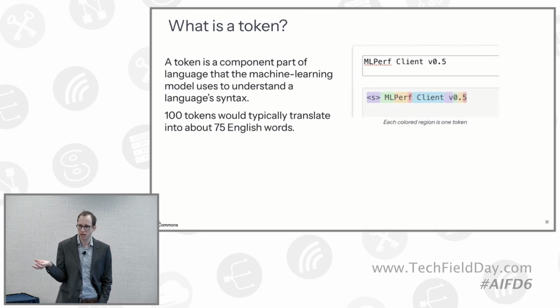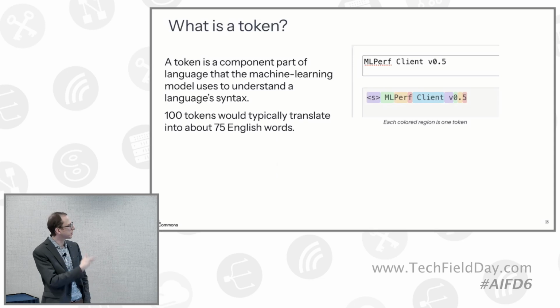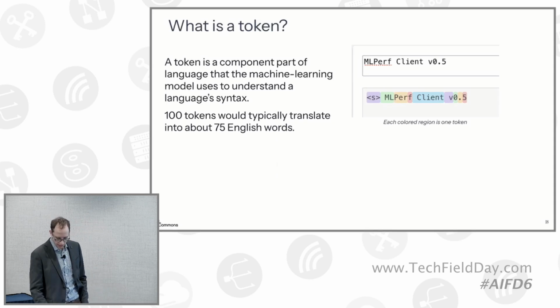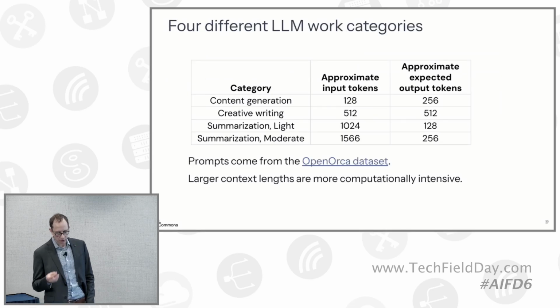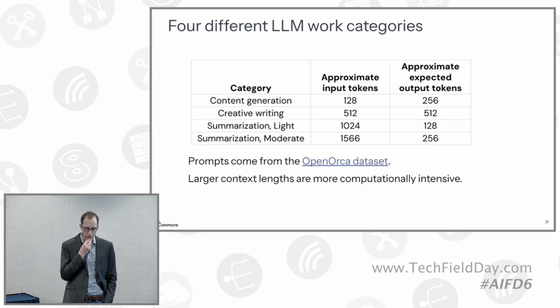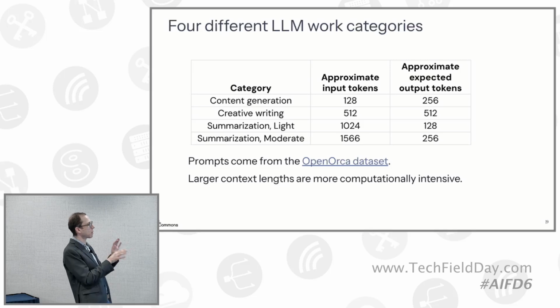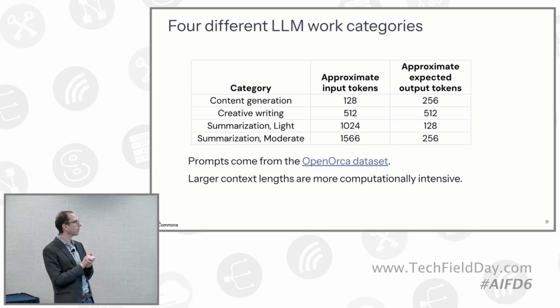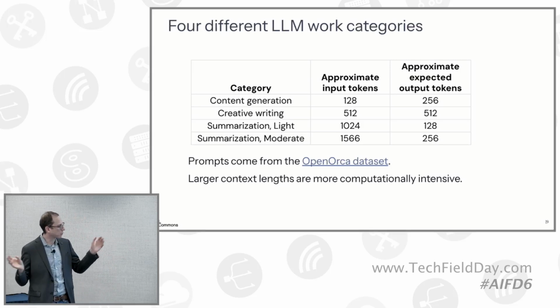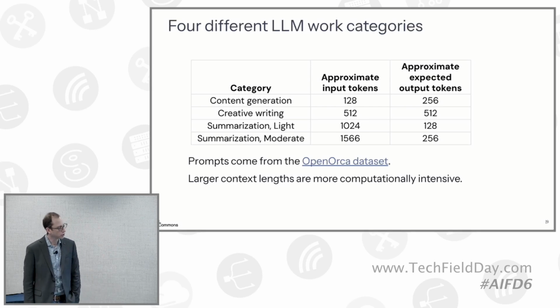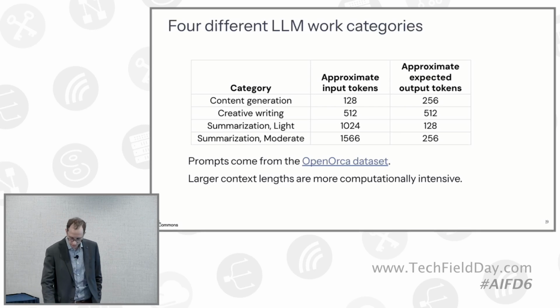Tokens are the currency of LLMs. You input tokens, each token being a fraction of a word, and then you get tokens out. This is important because each of the workloads tends to take a different number of input tokens and produce a different number of output tokens. So even though you've got the same model, you're using it in different ways. Again, the prompts come from Open Orca, and the larger context lengths are significantly more computationally intensive.